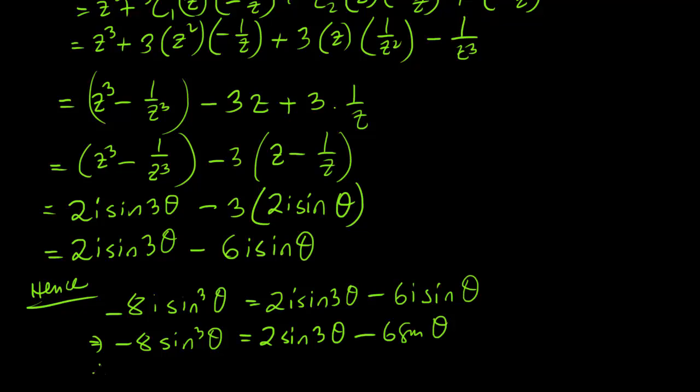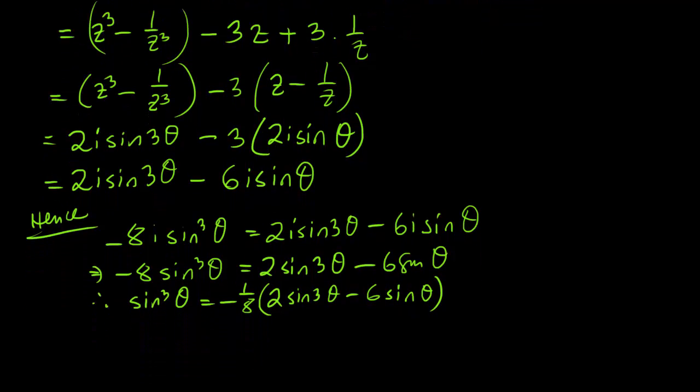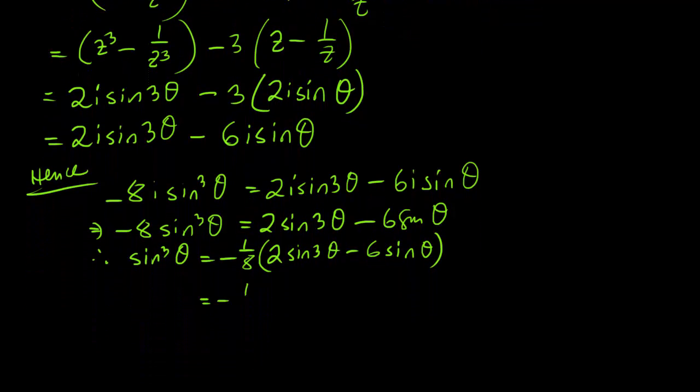So if we divide by this minus 8 on the other side, it becomes sine cubed theta equals minus 1 by 8 times 2 sine 3 theta minus 6 sine theta, which is minus 1 by 4 sine 3 theta, minus minus, plus 6 by 8 is 3 by 4 sine theta.